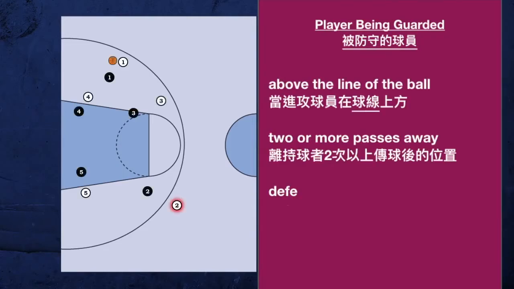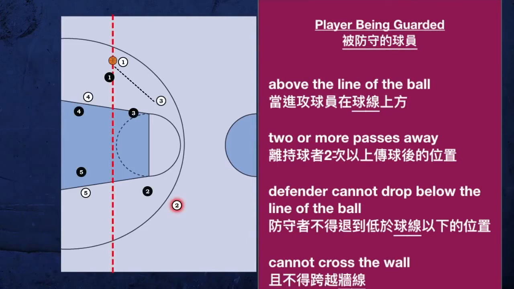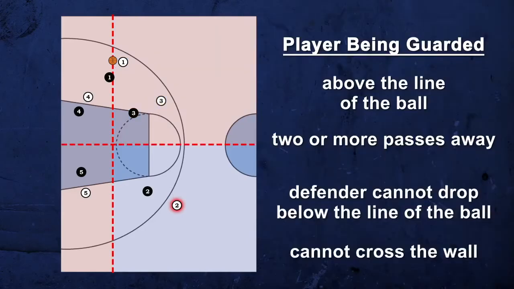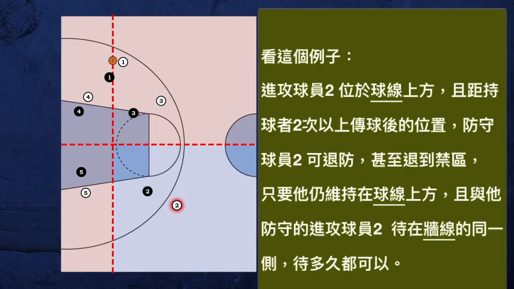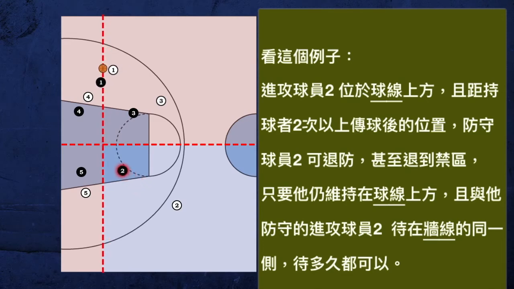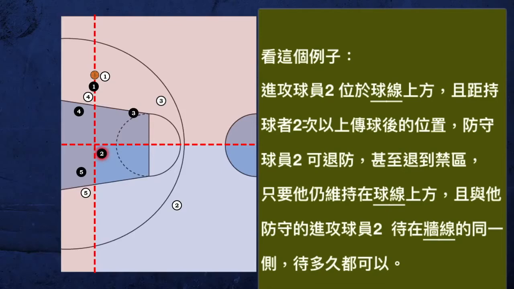If the player being guarded is above the line of the ball and two or more passes away, the defender cannot be below the line of the ball or past the wall. In the following example, offensive player 2 is above the line of the ball and two or more passes from the ball. As a result, defensive player 2 is allowed to drop off his player even to the point of standing in the key, as long as he stays on or above the line of the ball and on his player's side of the wall.